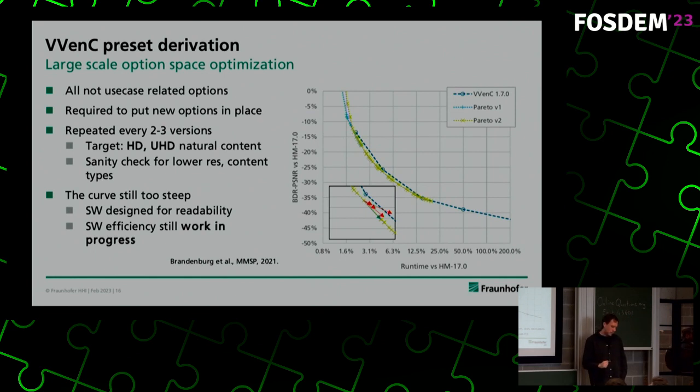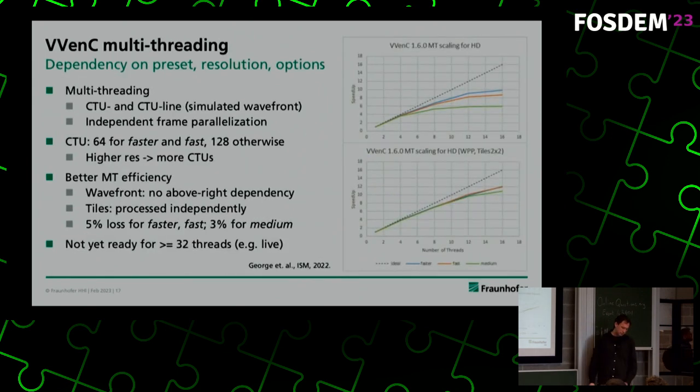And the one issue that we still have is, at the beginning here, you can see that our curve gets a little bit steeper, right? So we cannot go too fast, because at some point, for every 2 times speed up, we're just losing too much efficiency. This is because we started from the reference software, which was designed for readability, and the efficiency is still work in progress. All right, about the multi-threading.